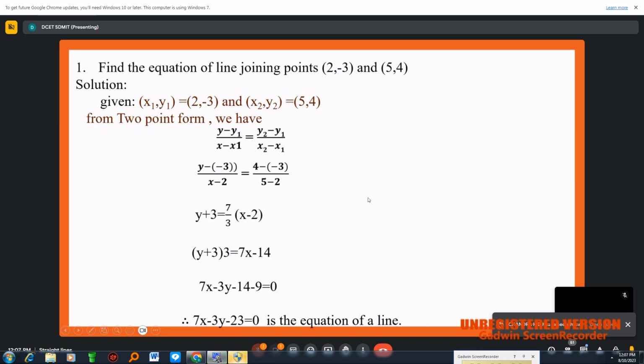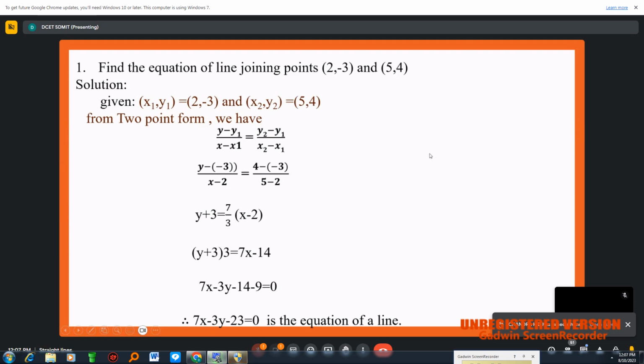Okay, next we discuss intercepts. If the general equation is ax plus by plus c equal to 0, then the slope is given by minus a by b. The x-intercept is given by minus c by a, and the y-intercept is given by minus c by b.